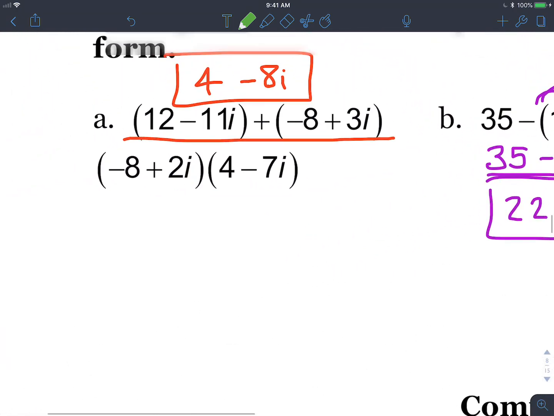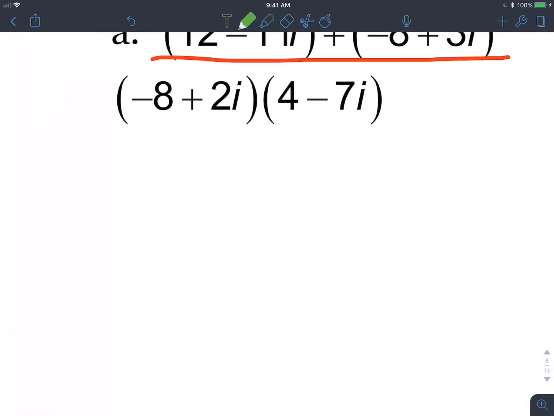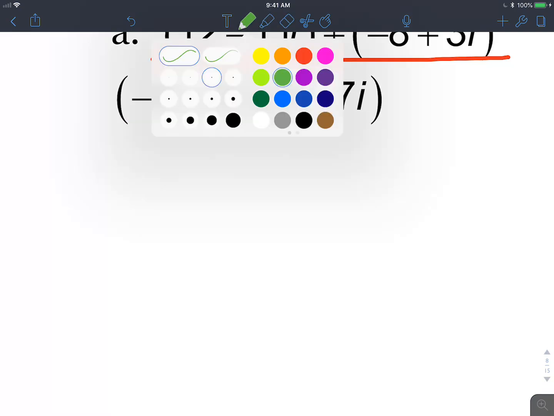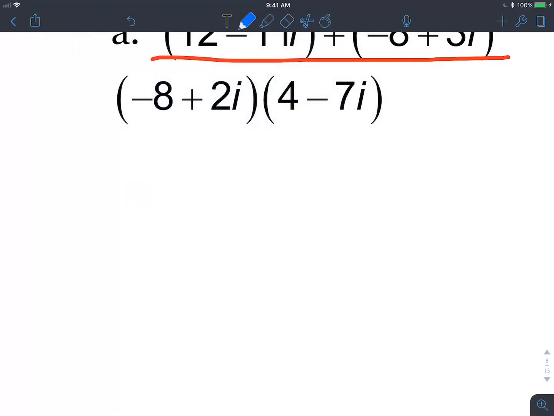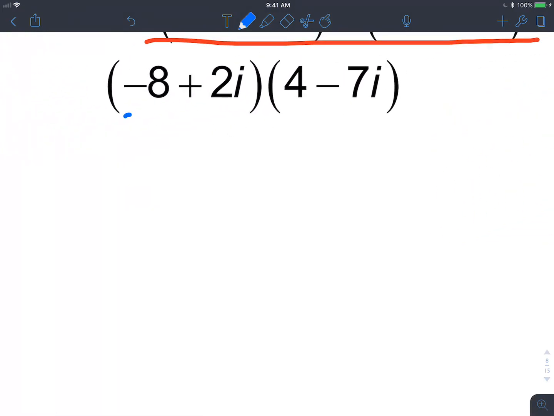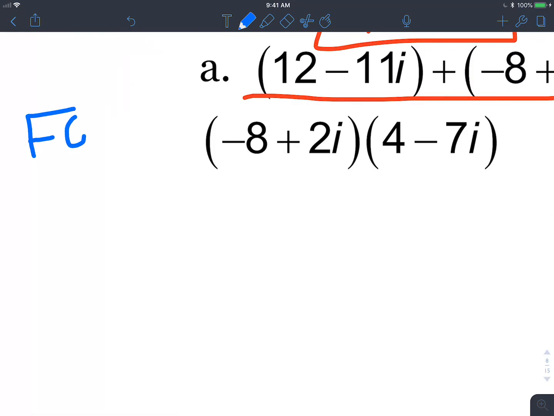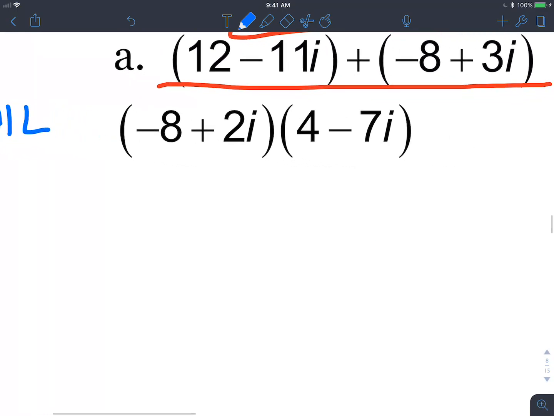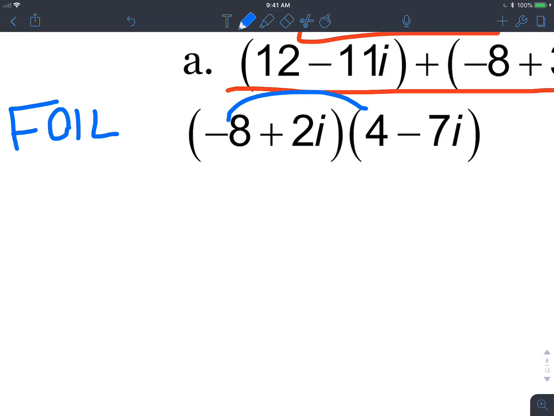So let's try this last one. Notice you've got a binomial times a binomial. I'll color code it here. So this is kind of like a FOIL problem: first, outer, inner, and last. So negative 8 times 4 right there, that's negative 32. Negative 8 times negative 7i is positive 56i.